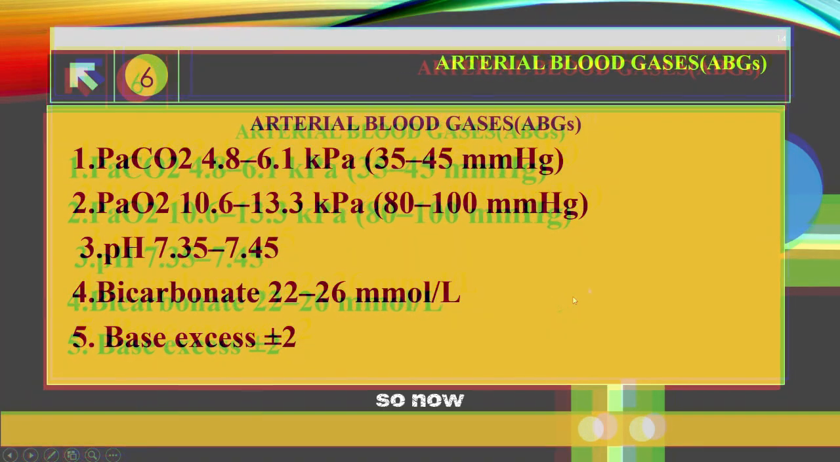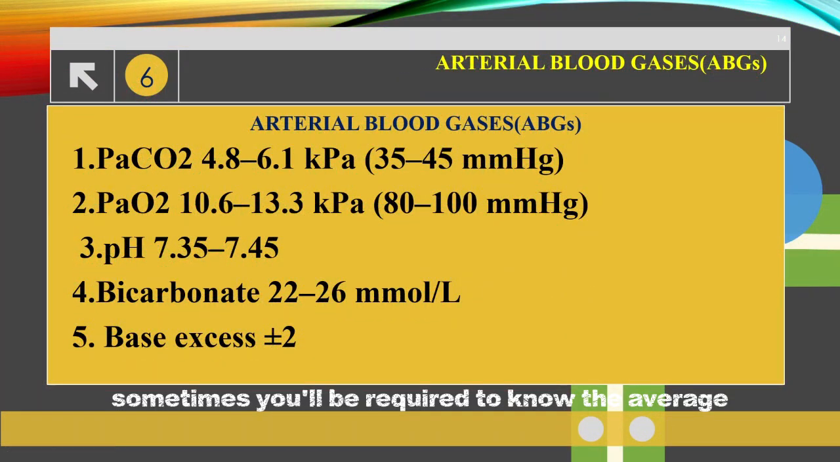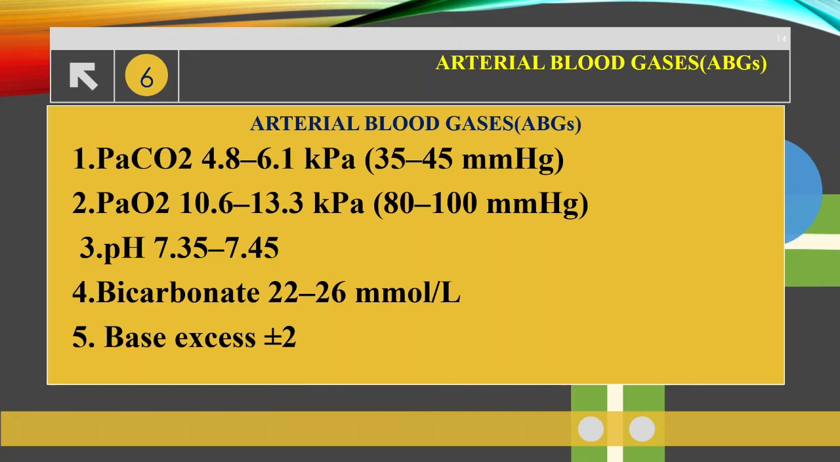Sometimes you'll be required to know the average values for each parameter. For example, for carbon dioxide, the normal is 4.8 to 6.1 in kilopascals. You add 4.8 plus 6.1, then divide by 2 and find the average, which is approximately 5.3. In millimeters of mercury, 35 plus 45 is 80, then you divide by 2, you get 40. That's the average arterial partial pressure of carbon dioxide.